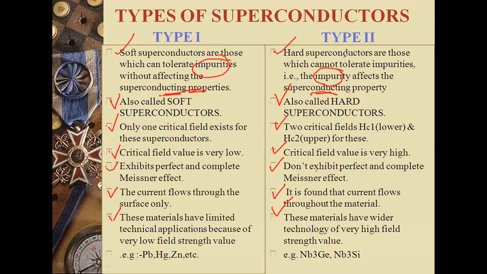The first point, impurities do not influence the superconducting property. Here they influence the superconducting property. The second point is soft superconductor, hard superconductor. It has only one single critical field, there two critical fields. Here it exhibits the complete Meissner effect. There it doesn't exhibit. The current flows through only the surface. Here it flows through the material. Here the material has limited application because of the low field. Here high field. So I think you guys are clear. I hope you understand it. And I'm going to ask you now to practice this question.